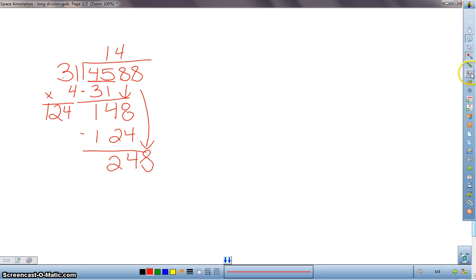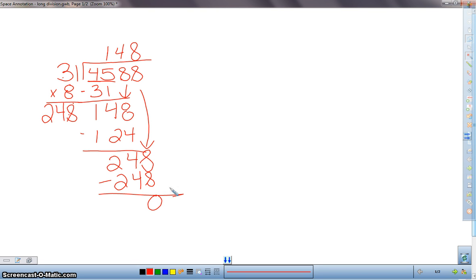Okay, for this one, we know it's going to be more than 4. And if you look at it, 124 is about double 248. So if we double 4, we get 8. 8 times 1 is 8. 8 times 3 is 24. So 31 goes into 248 8 times. Subtract 248 and we get 0. There's no remainder, and none of your problems tonight will have a remainder on them. My answer is 148.